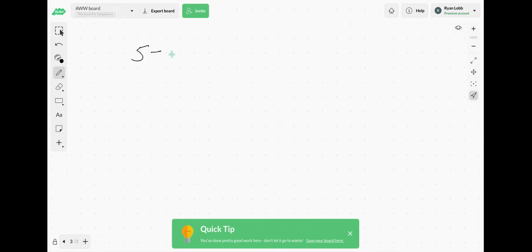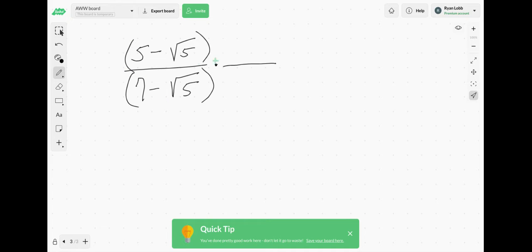5 minus the square root of 5 over 7 minus the square root of 5. So here we only have this single radical here, okay? So we're going to multiply by 7 plus the square root of 5. Here, 7 plus the square root of 5.